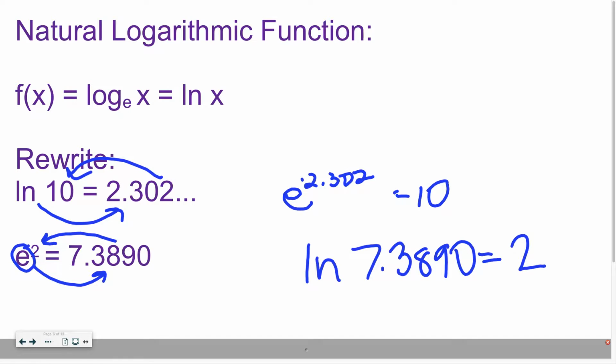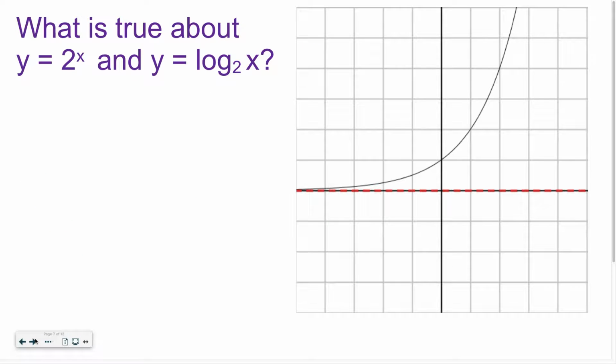Okay. So the first thing I want you to think about, y equals 2 to the x and y equals log base 2 of x. I have y equals 2 to the x up here right now. Go ahead and have a conversation at your pod. Is there a relationship between 2 to the x and log base 2 of x? And if there is one, what is that relationship? Go ahead and brainstorm quickly.